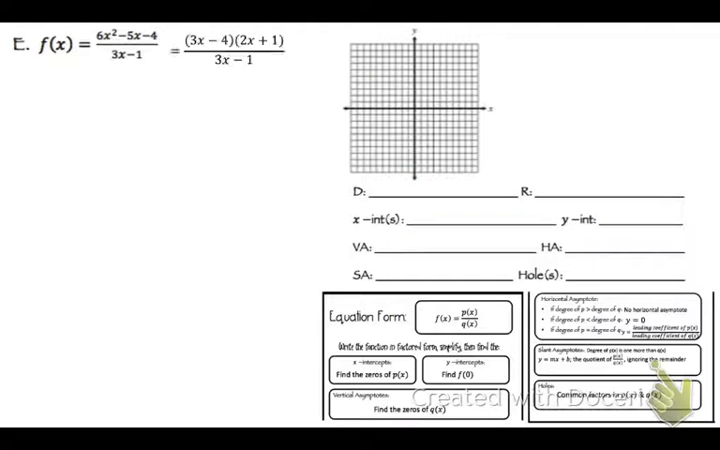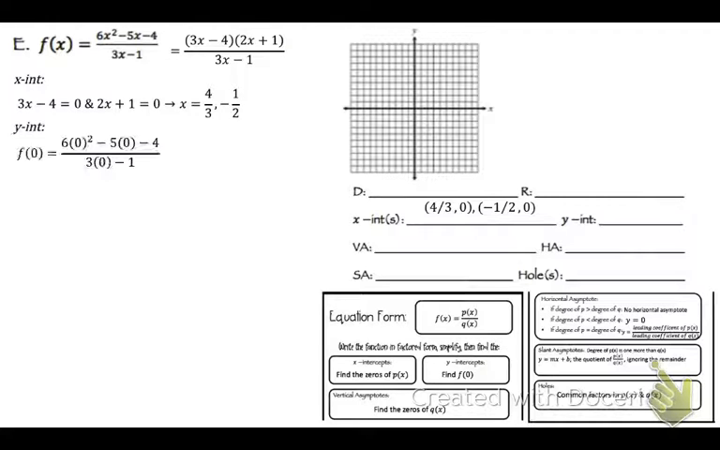Let's do this one. If we factor that, you get (3x minus 4)(2x plus 1) over (3x minus 1). There's no hole, so we can find our x-intercepts. Set both of those tops equal to 0, and you get x equals 4/3 and negative 1/2. So you get (4/3, 0) and (negative 1/2, 0).